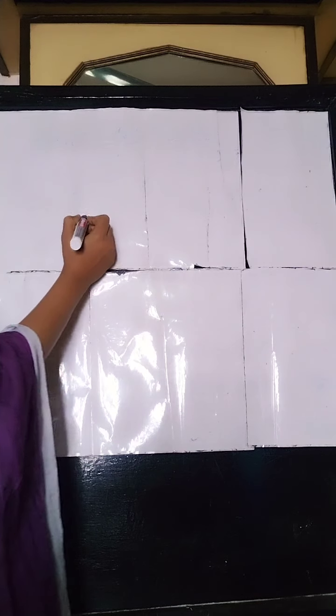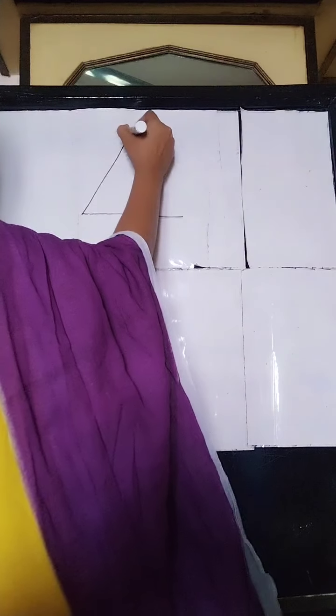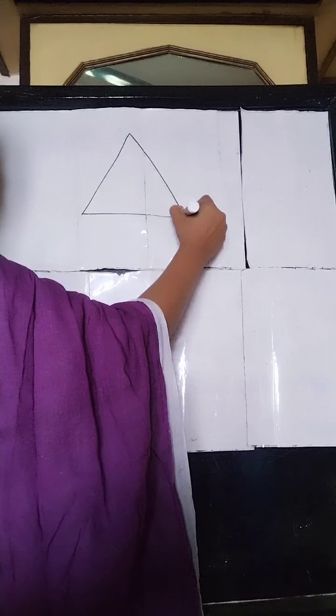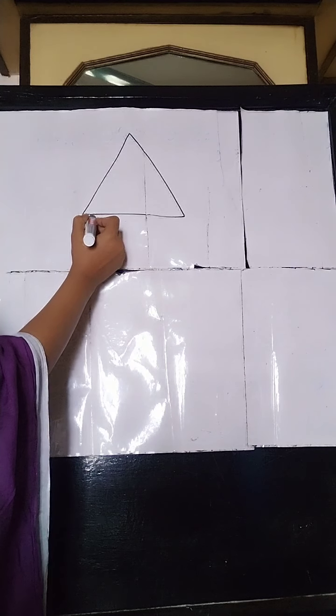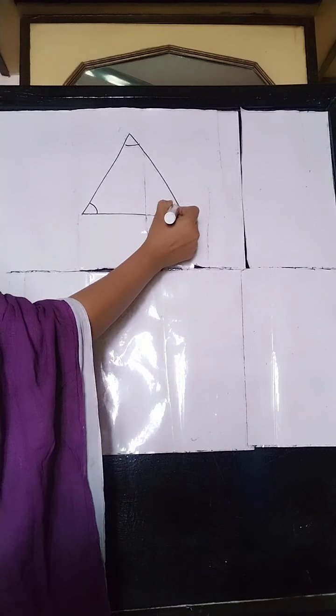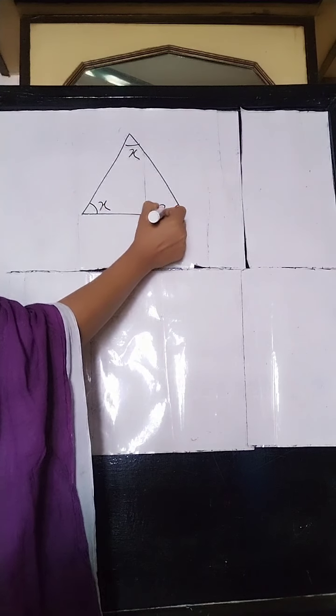Suppose a geometrical figure is given to you, that is a triangle. Suppose a triangle is given to you and you are being told that the value of the three angles you have to find out. The value of the three angles are equal.